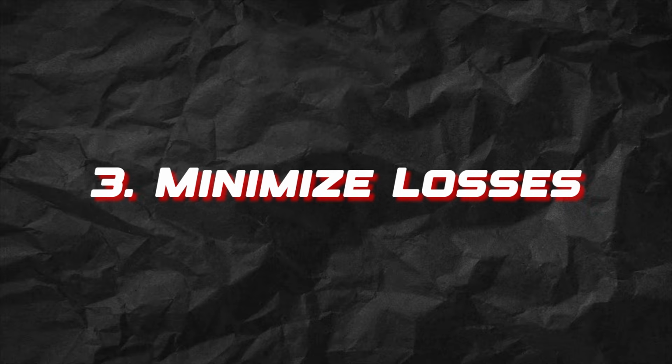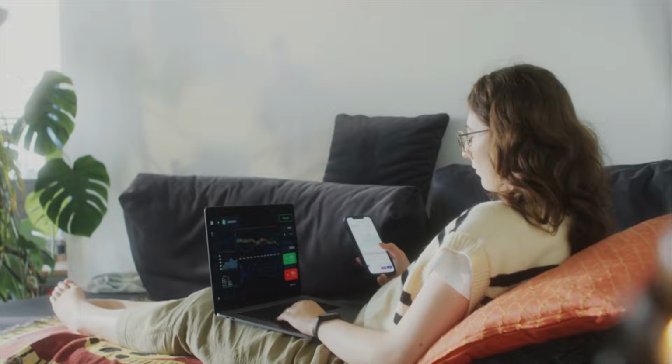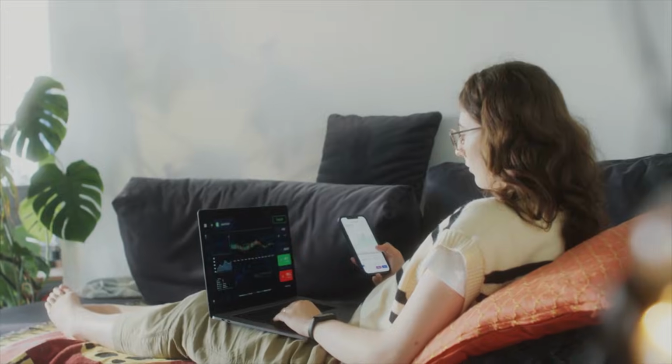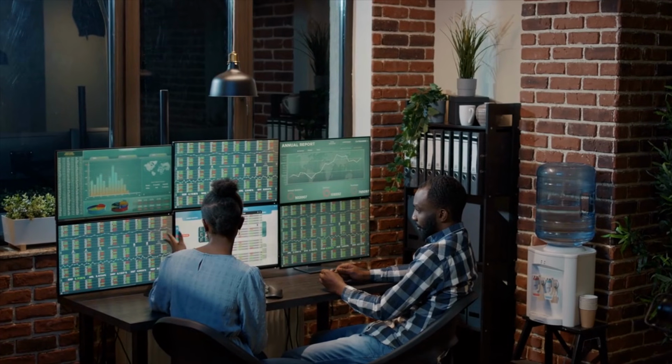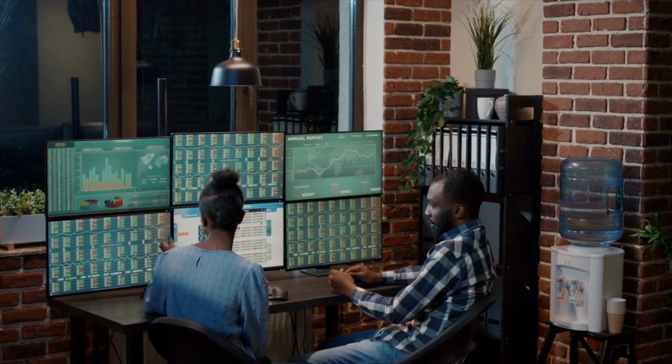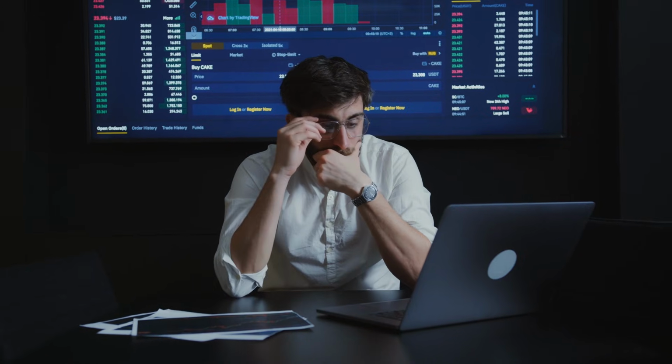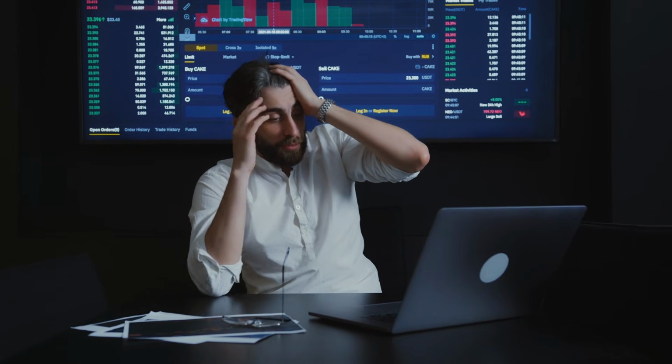3. Minimize losses. In any form of trading, it's important to know when to cut your losses. Options can be especially risky because of their time sensitivity. A stop loss helps you minimize losses by setting a predetermined exit point before the option loses too much value.